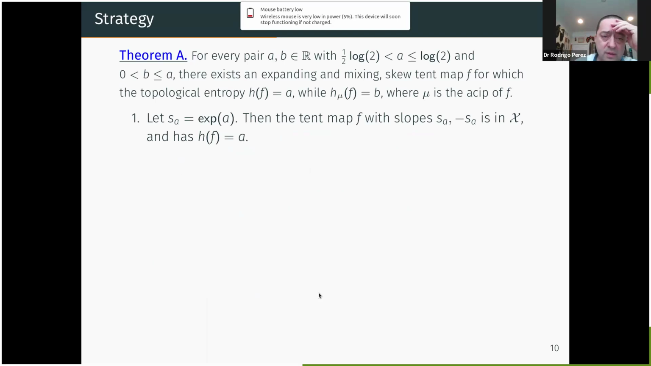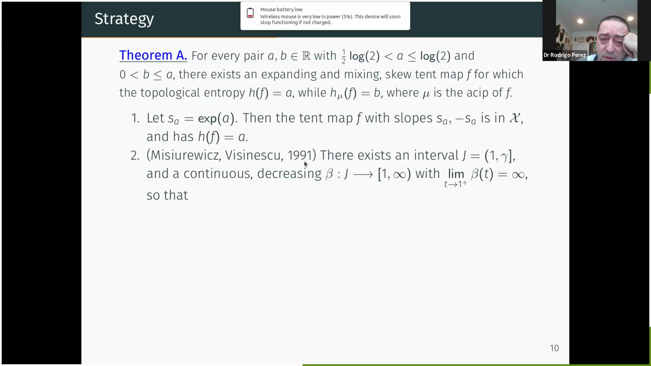And it is straightforward. We're going to start with a map, a tent map, where the two slopes are the same in absolute value, because then all the computations are easy. If we choose the slope to be the exponent of A, and we take the slopes to be the same with different signs, then the topological entropy is clearly just A.